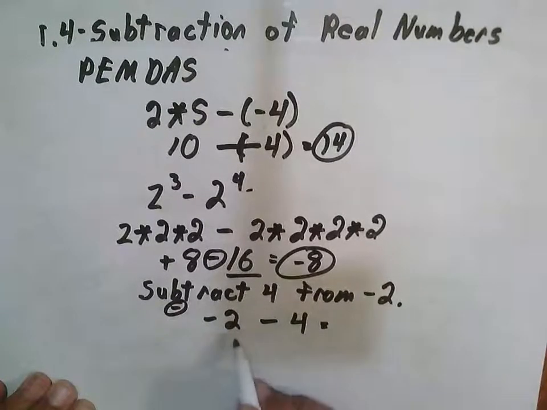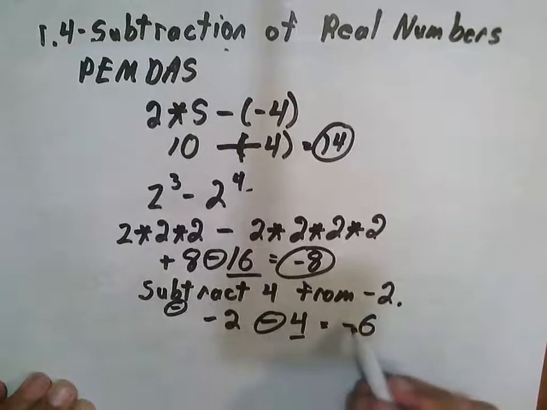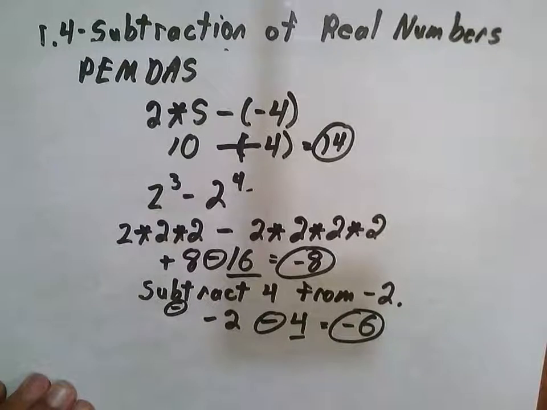Because these two match, I'm going to add the numbers. 4 plus 2 is 6. The 4 is bigger, it's a negative, so my answer is going to be -6. This is no different than if somebody borrows $2 from you, they turn around and borrow another $4 from you. At this point, they owe you $6.